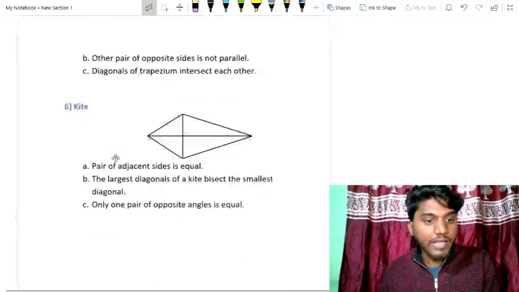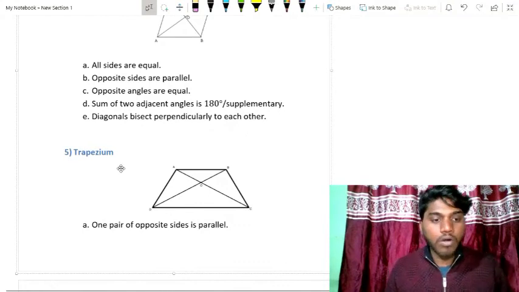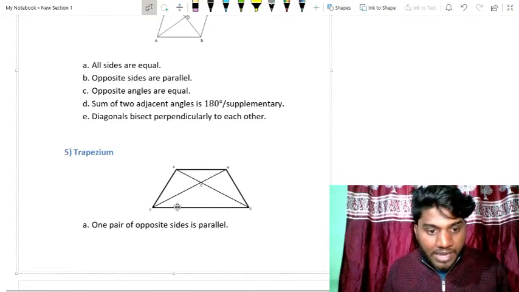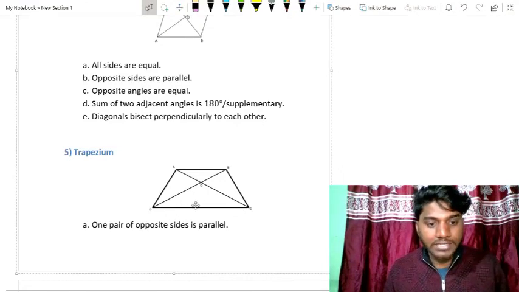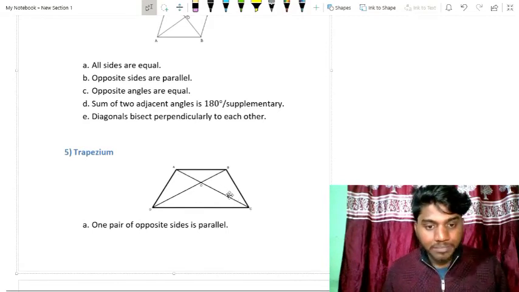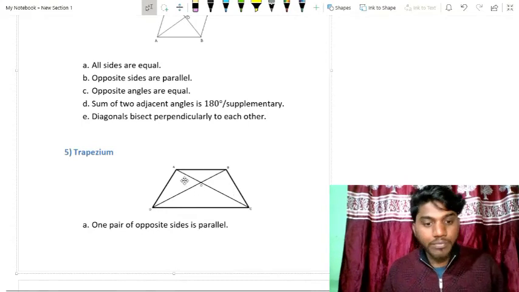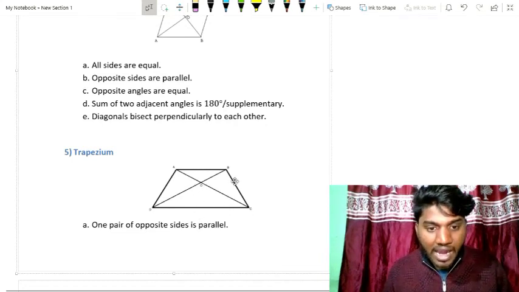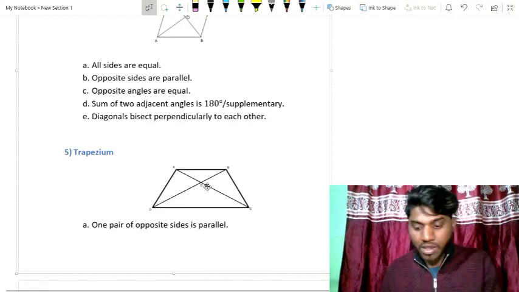Now come to trapezium. One pair of opposite sides is parallel. Here we can say AB and CD are parallel sides, and one pair of sides is non-parallel, which means here AD and BC are non-parallel sides. Next point, we can say the diagonals intersect each other, which means AC and BD intersect each other.